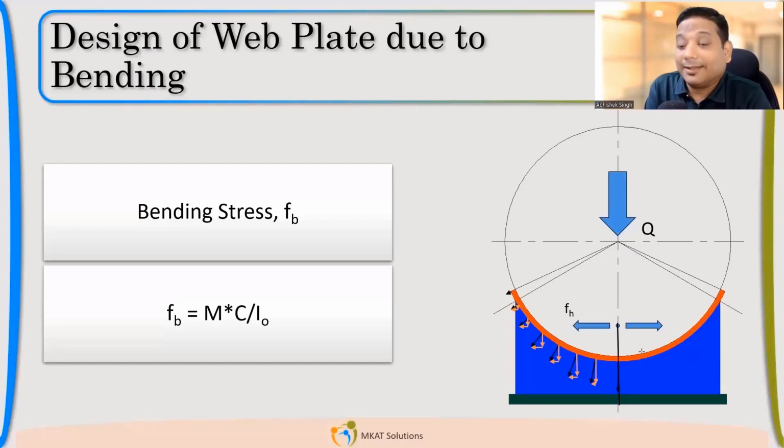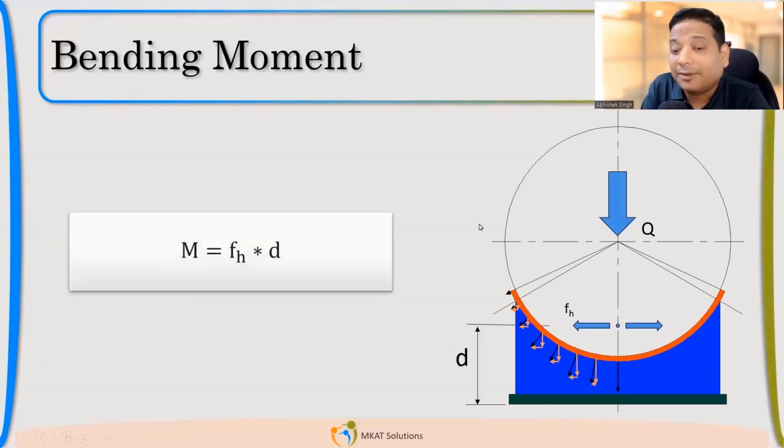Now, what is C? C is the centroid of the area which is failing. We'll calculate that. I naught is the combined moment of inertia. Both of these terms you need to understand carefully. Calculating M is easy. FH we already calculated. D is the distance where that FH is acting. Here, the calculation of D is very important.